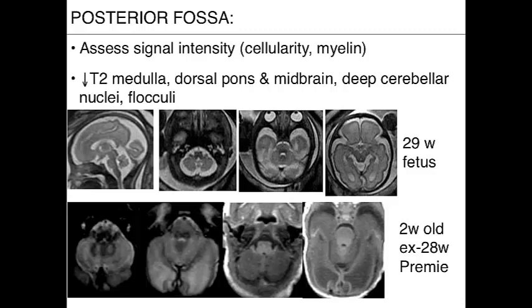We can also look at the signal intensity, which reflects cellularity and myelination, as myelination does, as I mentioned, begin caudally and progresses cranially, and therefore the brainstem will be myelinated before the supratentorial brain. And we can look at the appearance of the brainstem both in a 29-week fetus, and here we have a 2-week-old ex-28-week premie, showing you that we already at this stage start to see hypointense signal within the medulla, within the dorsal pons, within the deep cerebellar nuclei, which you can see here, and also within the flocculus of the cerebellum, a very primitive area of the cerebellum that myelinates earliest, and also within the dorsal midbrain.